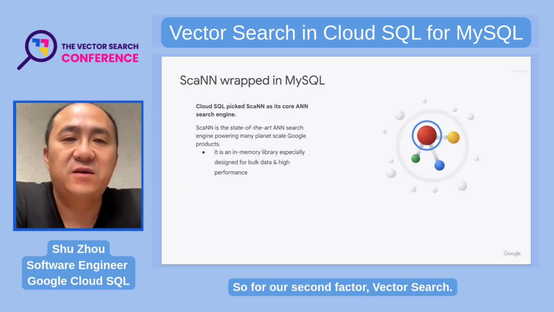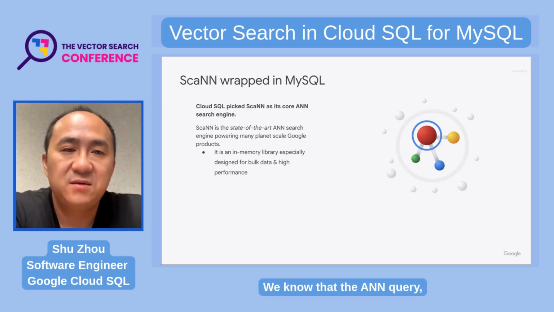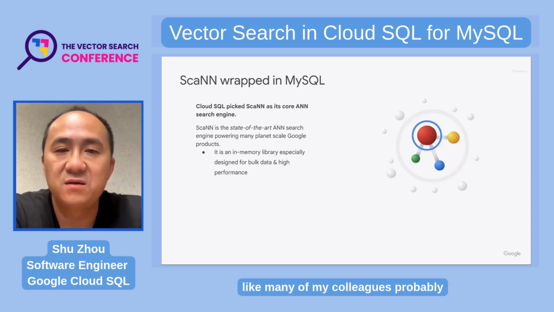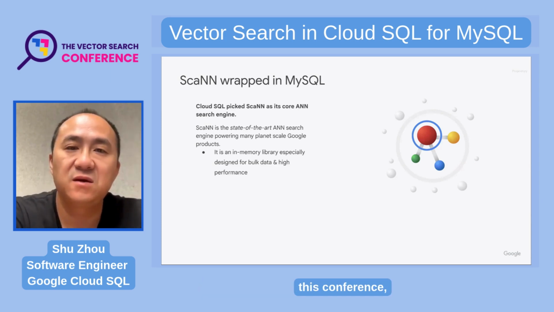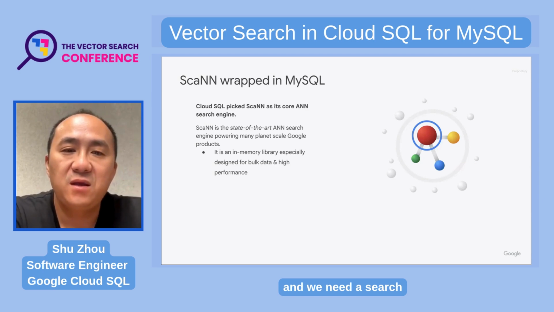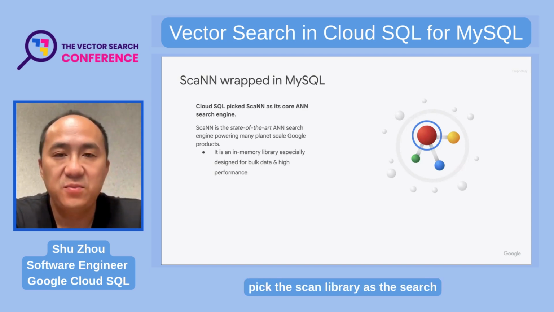So for our second factor, vector search, we know that the ANN query, like many of my colleagues have probably already explained thoroughly in this session, this conference, needs a search library as its core. And for that purpose, Cloud SQL picked the ScaNN library as the search engine.